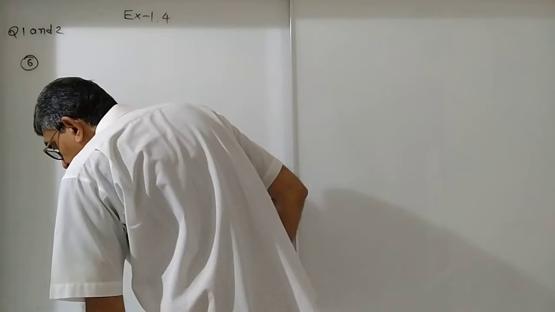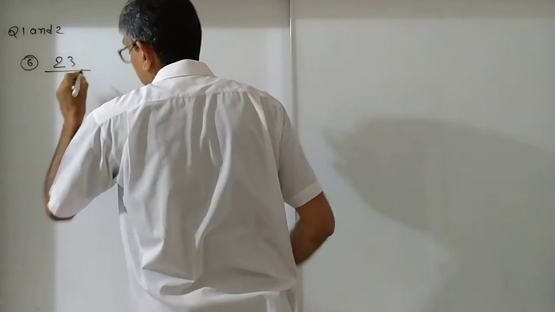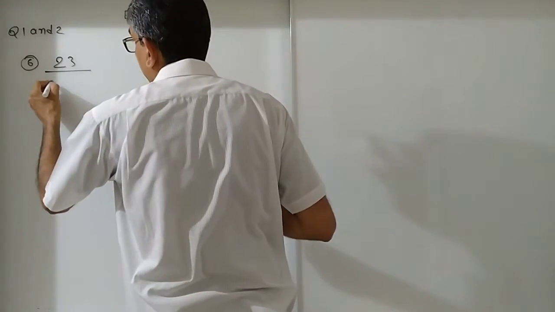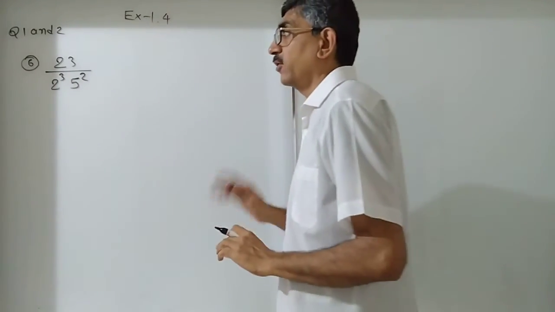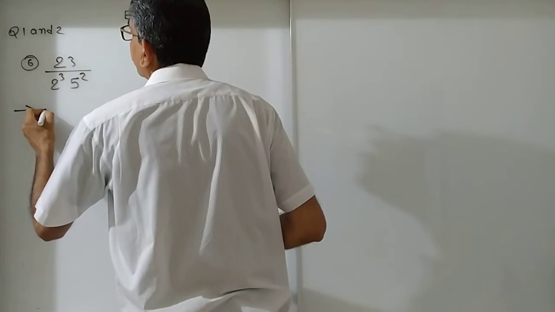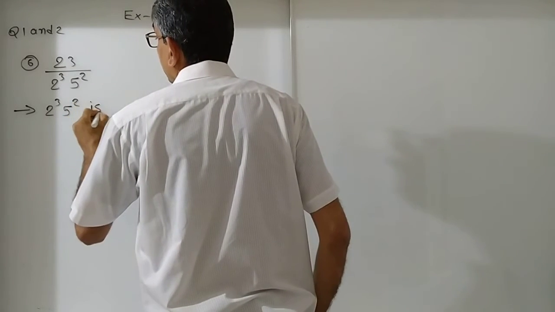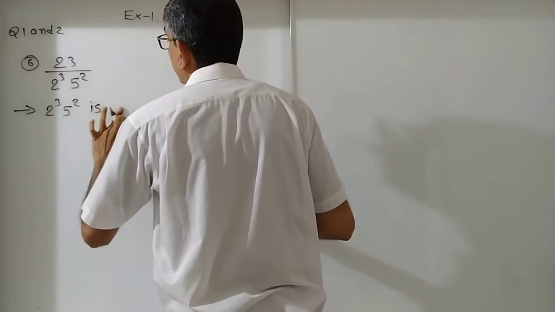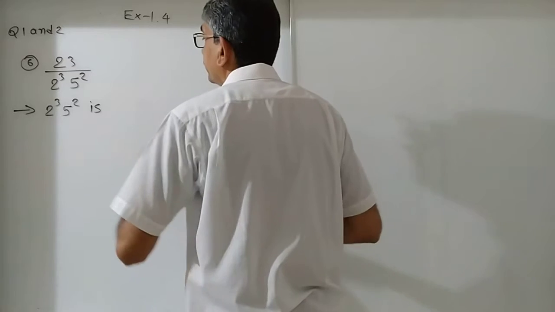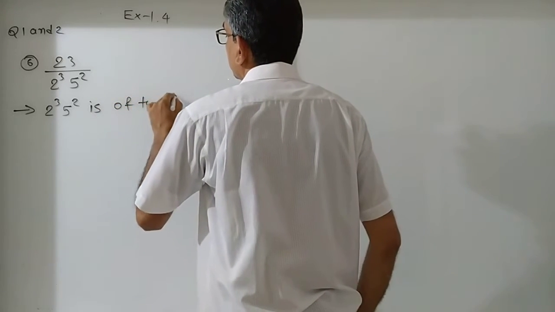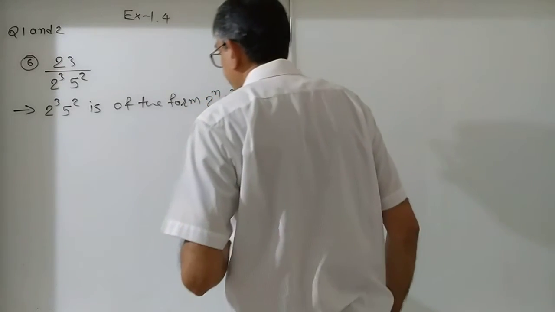The question of the sixth sum is 23 upon 2 cube 5 square. Very easy. The factor of q is given. Here we can write 2 cube 5 square is of the form 2 raised to n, 5 raised to m.